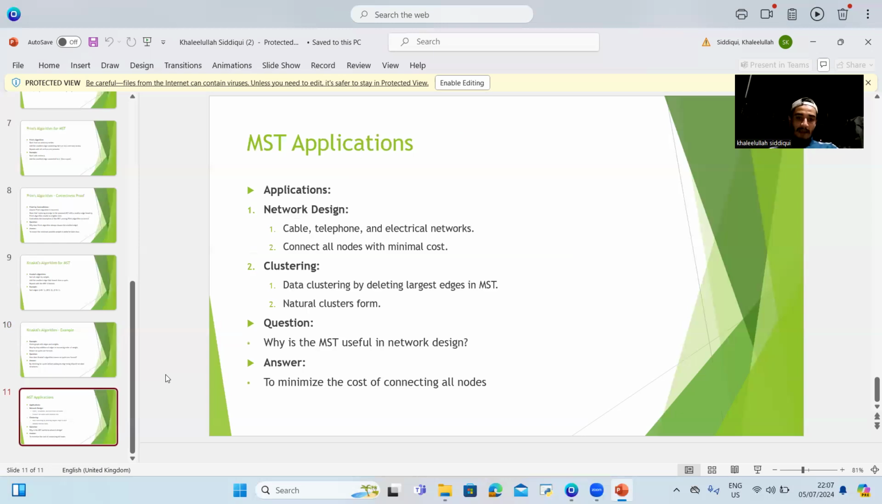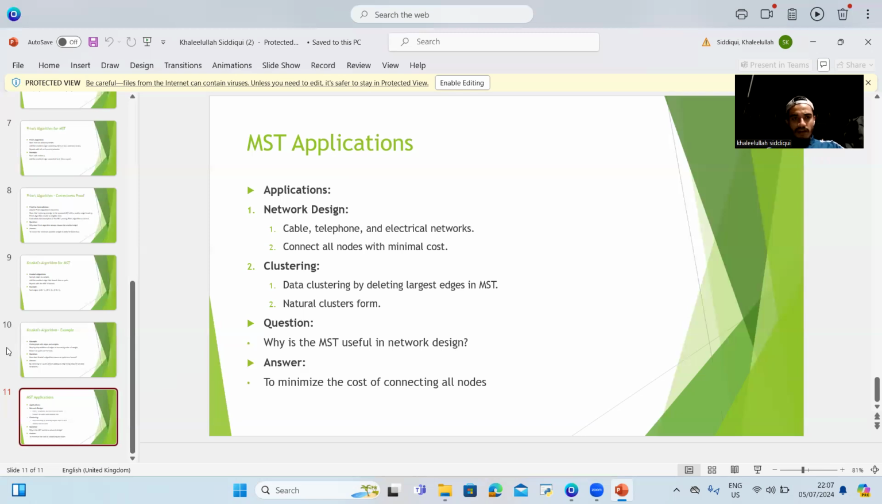MST applications. We have network design and clustering. In network design, we have cable, telephone, and electrical networks: connect all nodes with minimal cost. In clustering, we have data clustering: by deleting the largest edges in the MST, natural clusters form. The question everyone might have is: why is the MST useful in network design? It is used to minimize the cost of connecting all nodes.